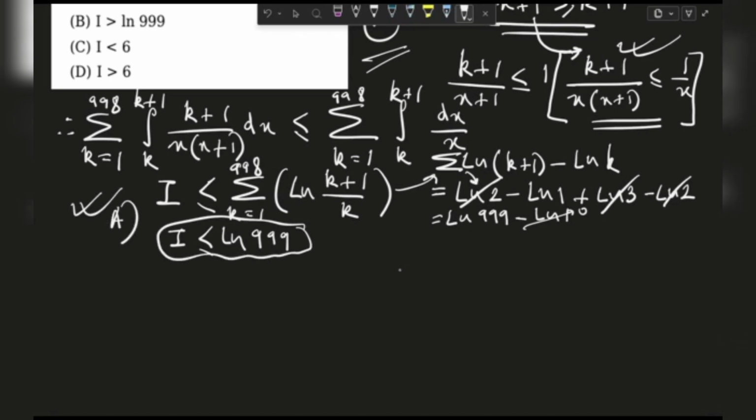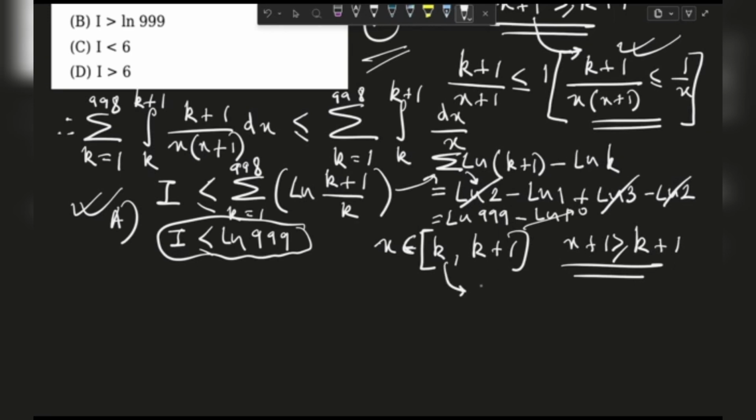Now we have another inequality given, I less than 6 and I greater than 6. So basically the question isn't finished yet, so we have to ascertain that also. And now if you observe carefully, we had something written here. From there we concluded one thing, that x plus 1 is greater than or equal to k plus 1. But we can also conclude something else, that our x is less than or equal to k plus 1.